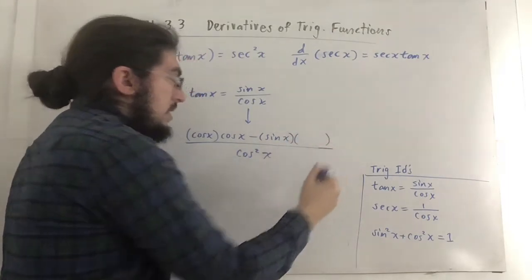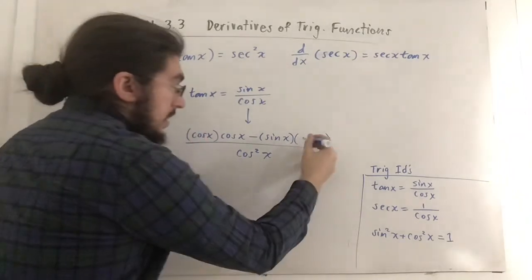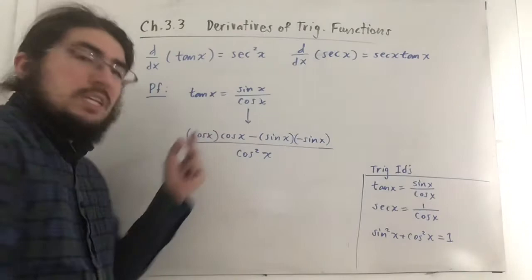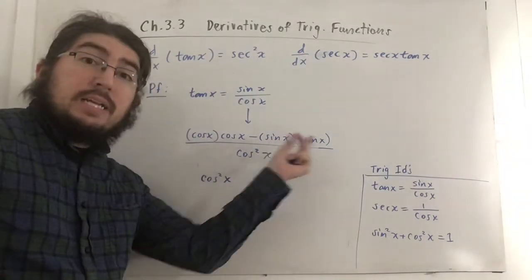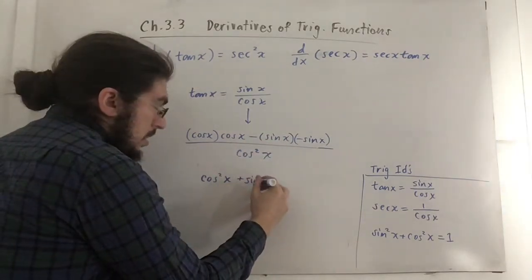So let's recall, what is derivative of cosine? It's negative sine. Good, glad you remembered. We just saw that. So notice, here cosine times cosine is cosine squared. Here, sine times sine is sine squared. There's a double negative, so it's positive sine squared. Aha.